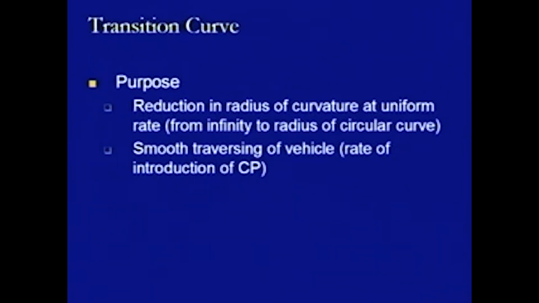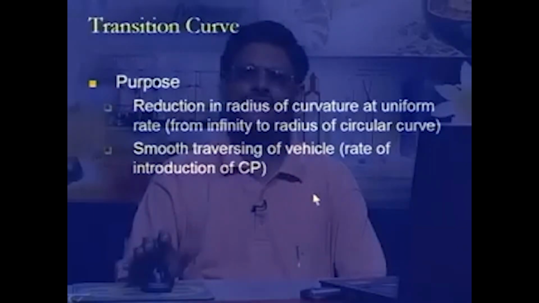So, it allows the introduction of the centrifugal force again in a uniform form from the straight section of the track to the circular section of the track. So, it means when it is done at a uniform rate, the rolling stock will not observe any impact or any sort of a sway or any sort of a jerk in the outward direction.